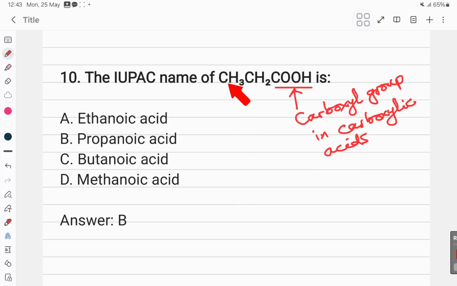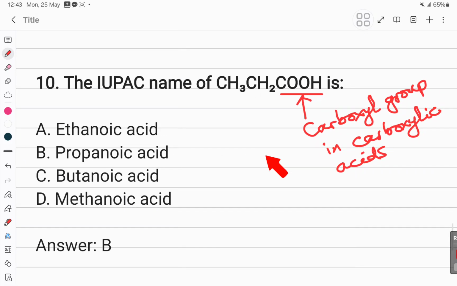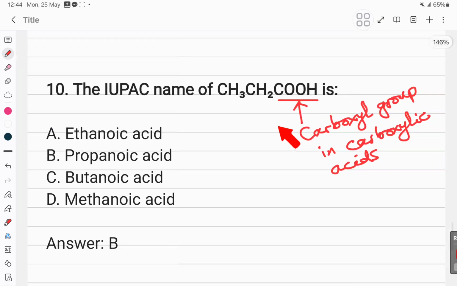So we are to name this. Now when you are naming an organic compound, there are rules to follow. Number 1, we are going to number and identify the number of carbon atoms. This is a straight chain of carbon atoms. When a functional group contains a carbon atom, you start your numbering from that carbon atom. So I will start from here: 1, 2, 3. So there are 3 carbon atoms.